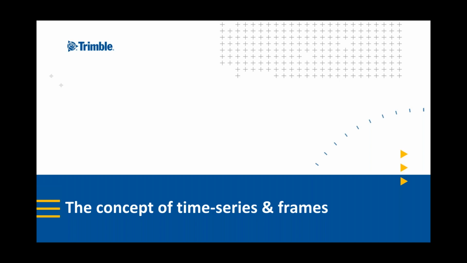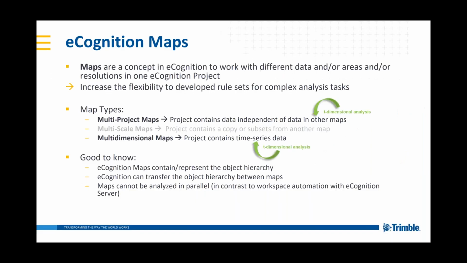So within eCognition, we have maps, and maps allow us to organize different data or areas of different resolution within a single eCognition project. So an eCognition project can be composed of different maps. What this really does is it gives us an environment to increase our flexibility as a rule set developer for tackling these complex analysis tasks.